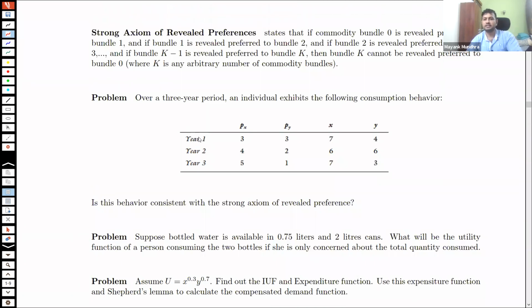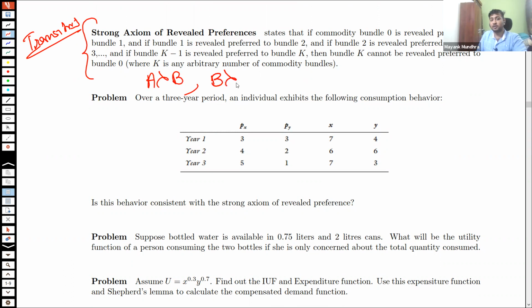So let us look at this. In the strong axiom, you can even apply transitivity. What transitivity says is that in some setting, you find A was preferred to B. In some other setting, you find B was preferred to C. And in some other setting, you find C was preferred to D. Then it basically implies that A should also be preferred to D. So this transitivity relationship is the result of the strong axiom.